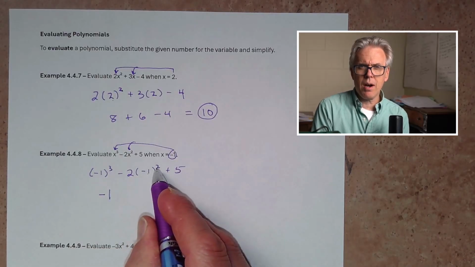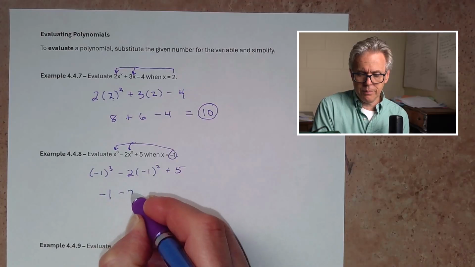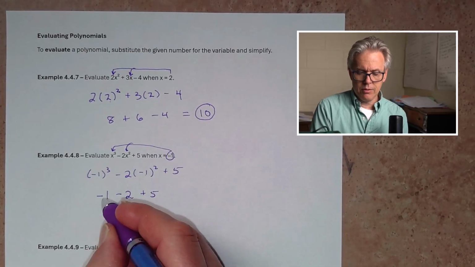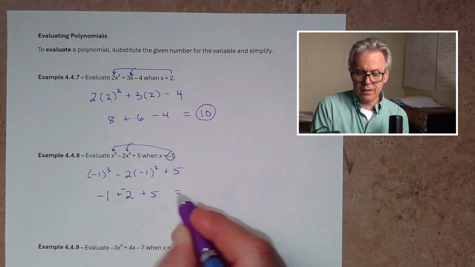So -1 squared is a positive 1. And then 1 times -2 is just a -2 plus 5. So -1 plus a -2 is -3 plus 5 is 2.